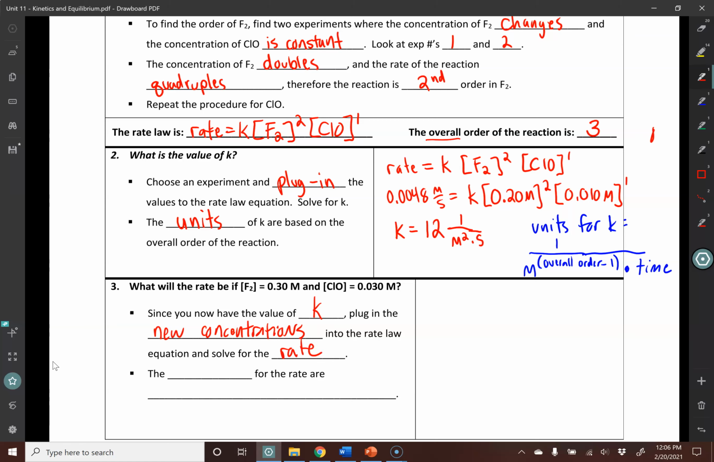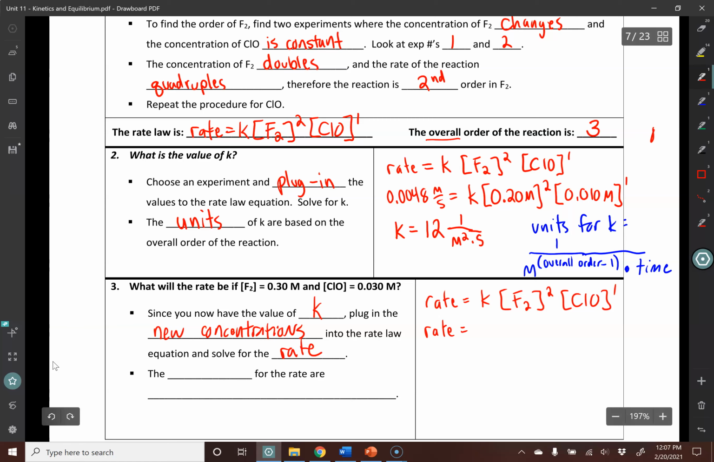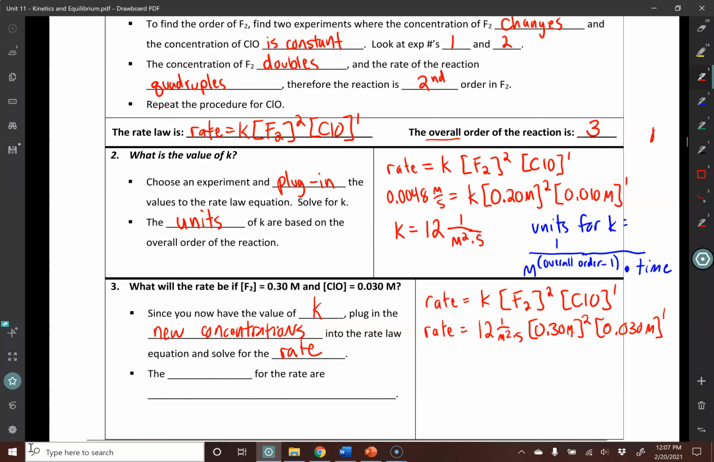All right. So you've done all the hard work already. We know that rate is equal to K times the concentration of F2 squared times the concentration of ClO to the first. This time I'm solving for the rate. I can take my constant, I already figured that out, and multiply it by my new concentration of F2, and my new concentration of ClO. And now it's just a math problem. So go ahead, plug in those numbers, come up with a rate.